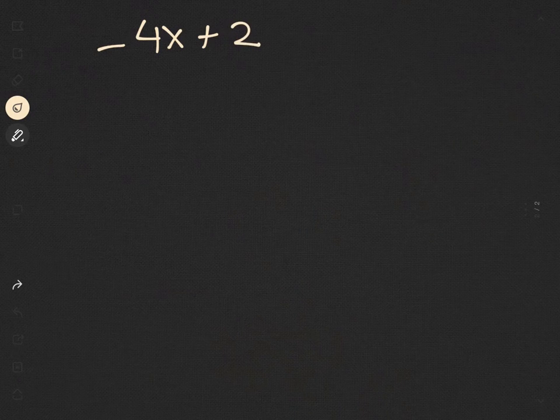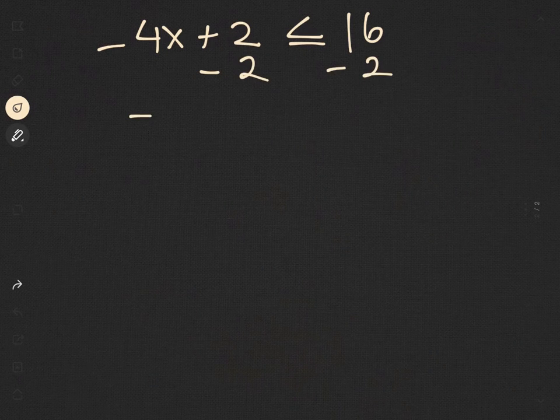So when you're solving an inequality, it's pretty similar to solving an equation. So I'm writing down negative 4x plus 2 is less than or equal to 16. And we're going to start off the same way as how we would solve an equation. I'm going to subtract 2 on both sides. Negative 4x is less than or equal to 14.